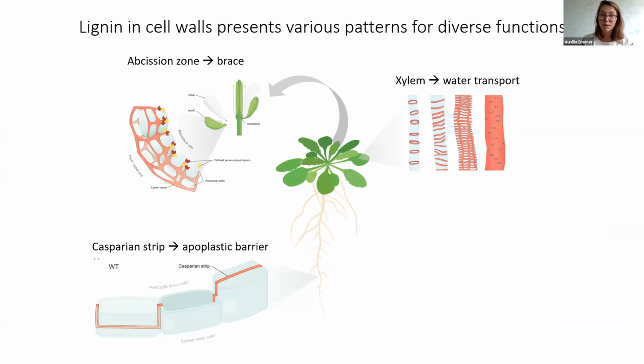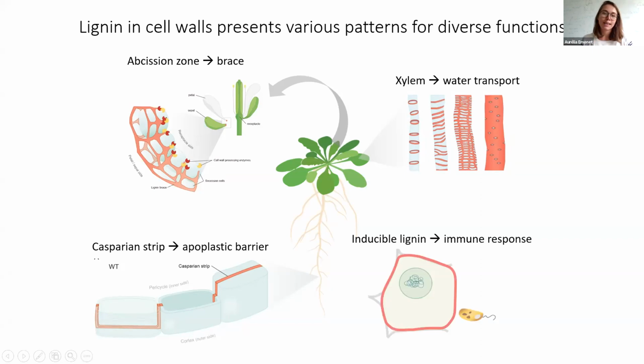Another quite nice example of lignin deposition can be found in the abscission zone. So when plants have to shed organs like the petal and sepal of the Arabidopsis flowers, the deposition of lignin in the sepal and petal will allow the enzyme produced by the flowers to be stopped, so that the cutting of the petal and the sepal is really restricted to a very specific point. And this also forms a kind of brace that keeps every cell together.